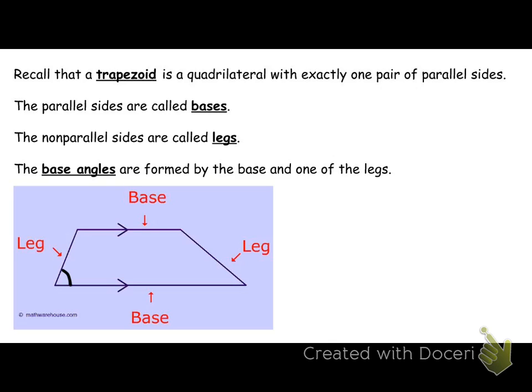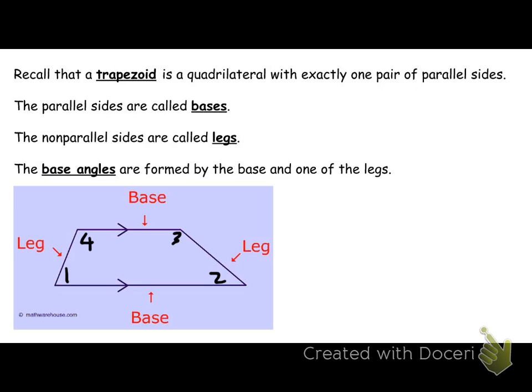Scratch that, I don't want that. I want numbers. 1, 2, 3, and 4. 1 and 2, 3 and 4 are the base angles, formed by the base and one of the legs. But let me ask you this. Since it's a trapezoid and the bases have to be parallel, what is the relationship between angle 1 and angle 4?